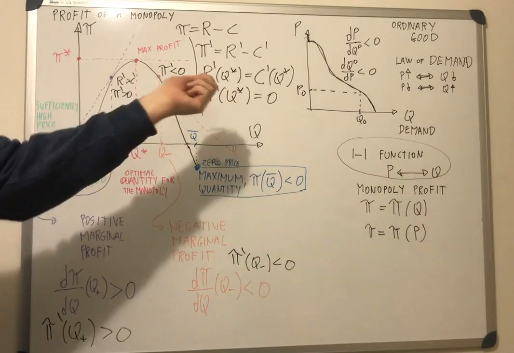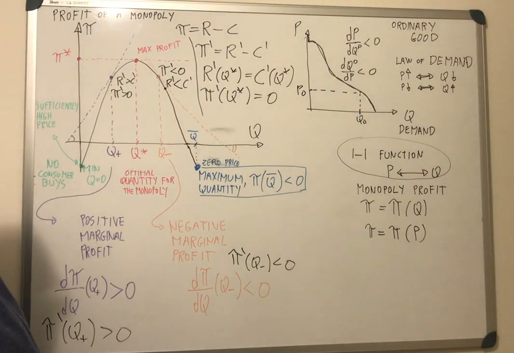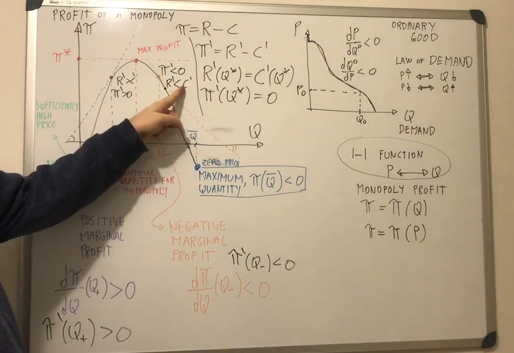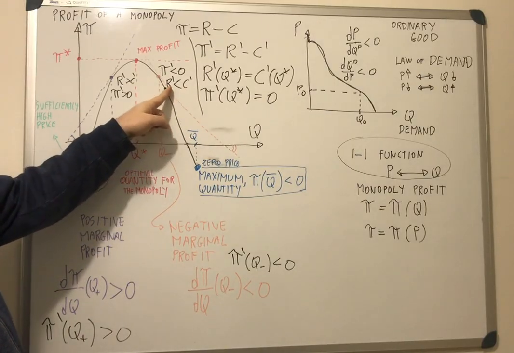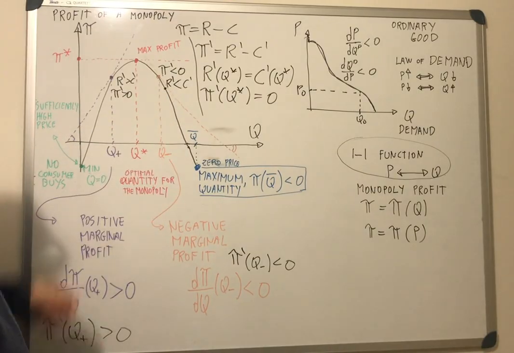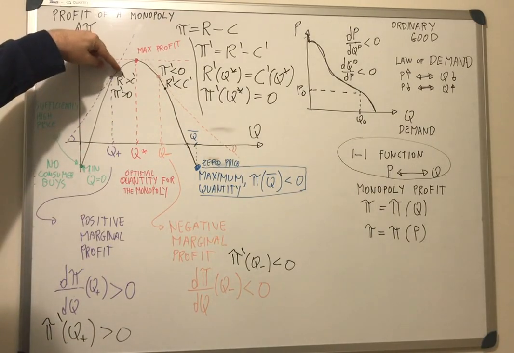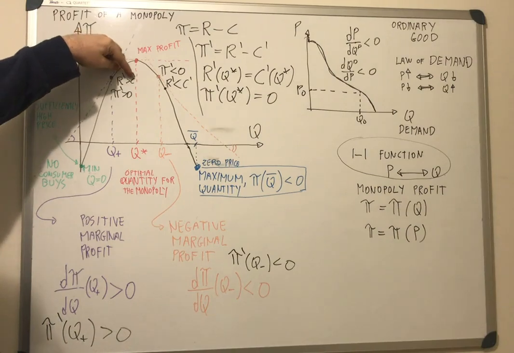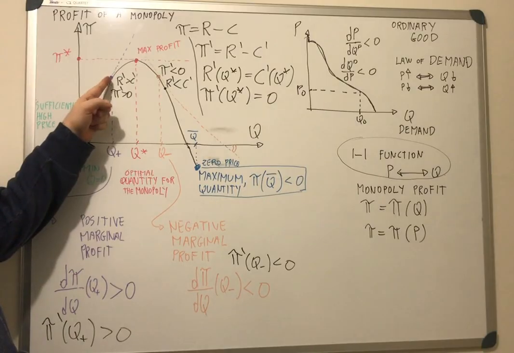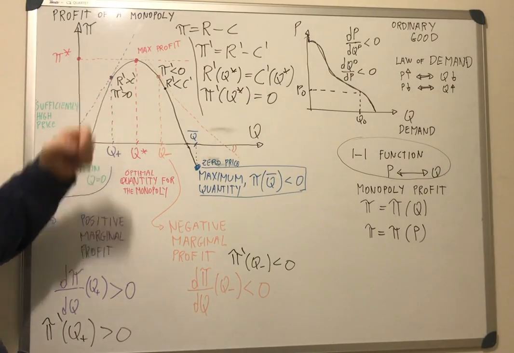So if you are to increase your quantity, you're going to make less money. You're going to lose more money because the change in cost will be bigger than the change in revenue, and you're going to end up in a worse situation. While if you're here, the increase in revenue will be bigger than the increase in cost, and you're going to be better off if you increase the quantity starting from this point.